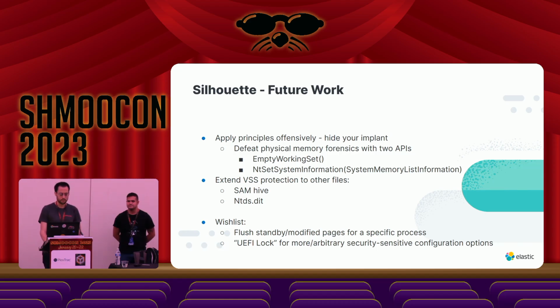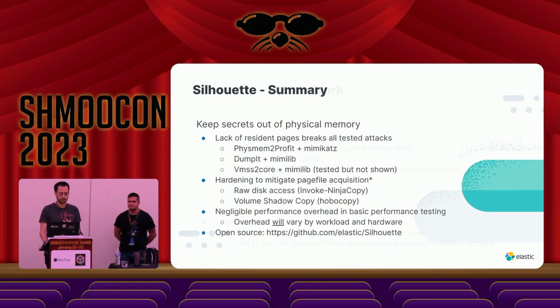As for my wish list, as is, Silhouette must flush the standby and modified lists system-wide. Ideally, we could do it only for the pages belonging to a specific process, but that's not an option today. While the EFI lock on run as PPL is great, its scope is really limited, and I wish we could lock more configuration options with EFI.